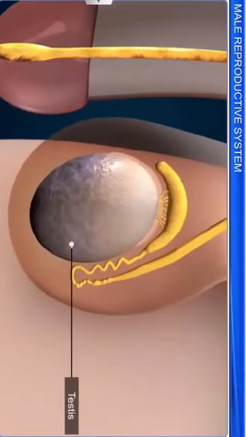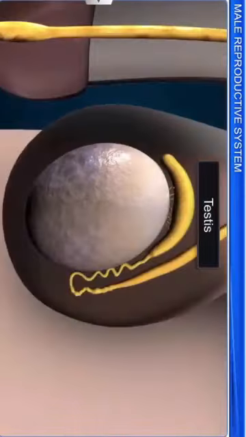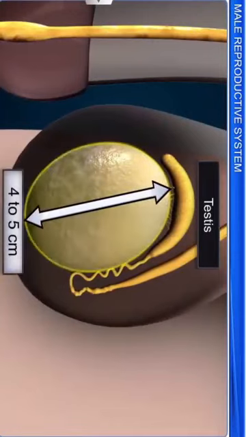The testes need to be at a temperature of 2 to 2.5 degrees less than the body temperature to produce sperms. Hence, the scrotum is outside the body and has a temperature lower than the body. The testes are oval in shape, with a length of about 4 to 5 centimeters and a width of about 2 to 3 centimeters. The testes are surrounded by a tough connective tissue capsule called the tunica albuginea.